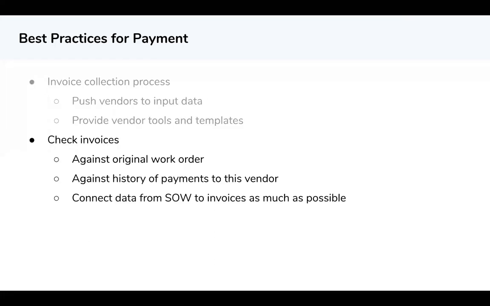Once you receive the invoice, you have to make it easy for you to check it. How do you know if the invoice is right? The two easiest ways to check are against your original work order or against the history of payments to them. So make sure the data is readily available when you're about to approve or pay an invoice. And how do you do that? Systems that combine the work order and invoices into the same system are a pretty good start.